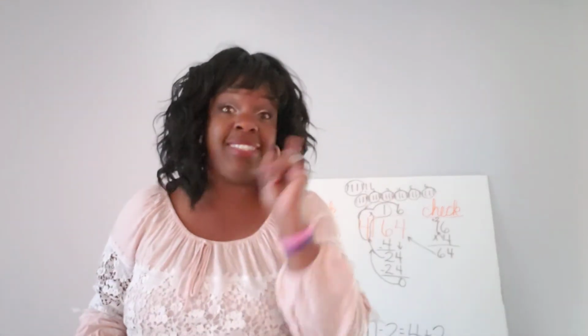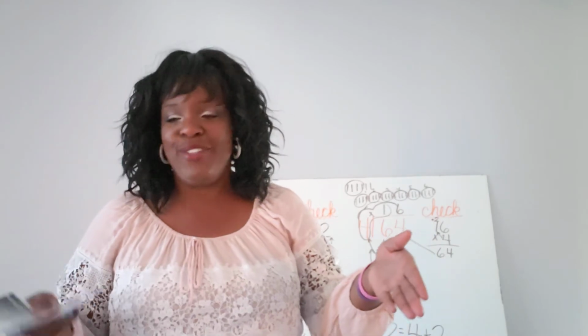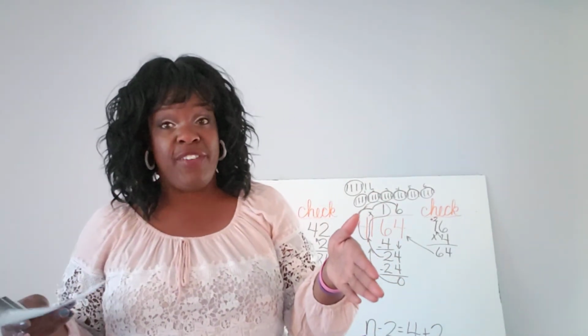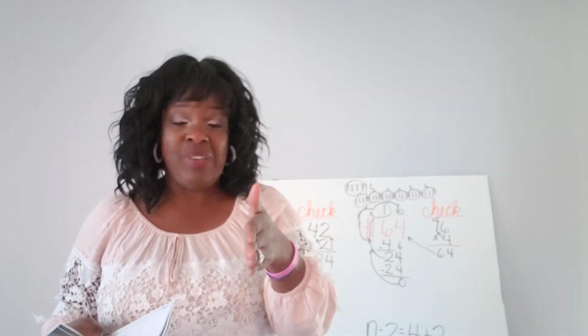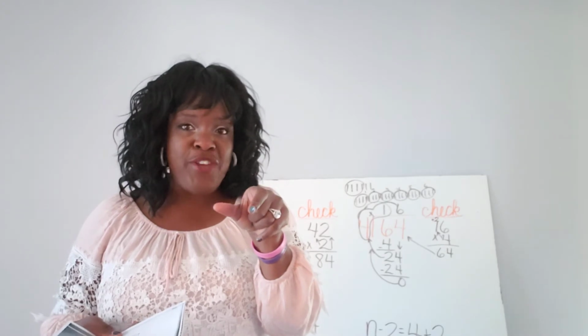Some of you didn't say it. Say it with me. What we do to one side, we have to do to the other. So if we subtract 7 from one side, we subtract 7 from the other side. Cross out the 7s next to the n because we don't need those. Just put your n underneath.